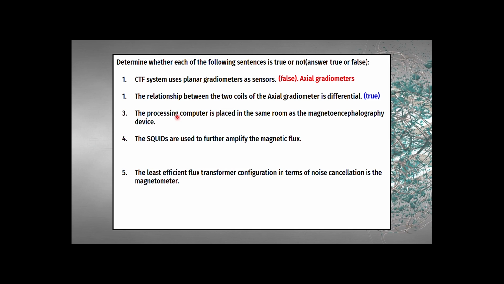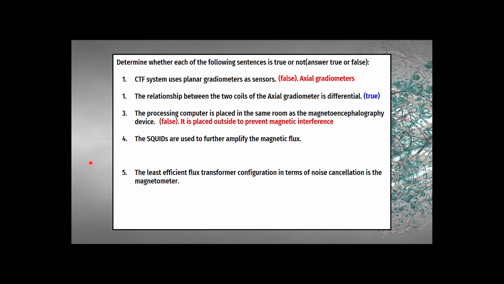Now, the processing computer is placed in the same room as the magnetoencephalography device. Now, we said that we need to reduce the noise as much as possible. So everything that can generate magnetic fields is placed outside this room, including the electronics and components that are related to the magnetoencephalography. So of course it's false, and it's placed outside the room.